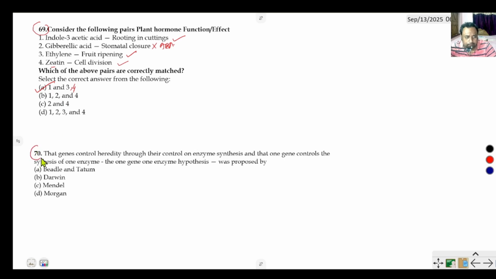Question number 70. The genes control heredity through their control on enzyme synthesis. That is, one gene controls the synthesis of one enzyme. The one gene one enzyme hypothesis was proposed by Beadle and Tatum.